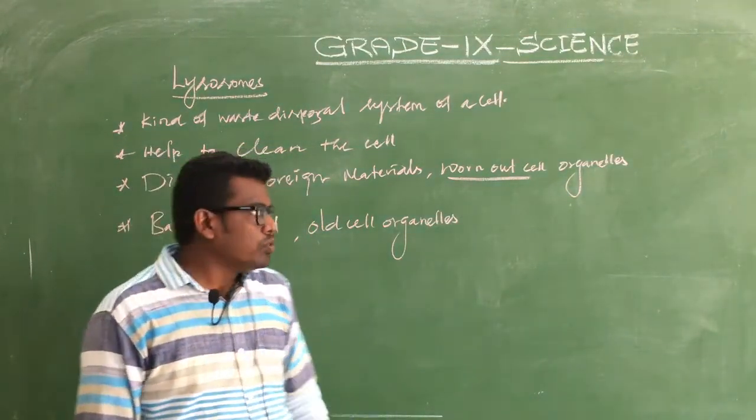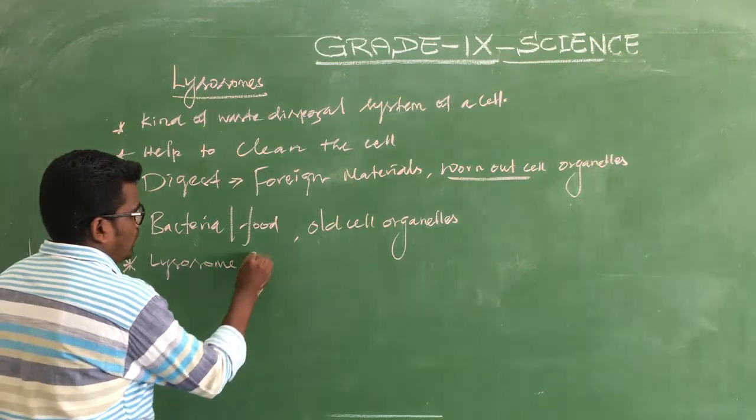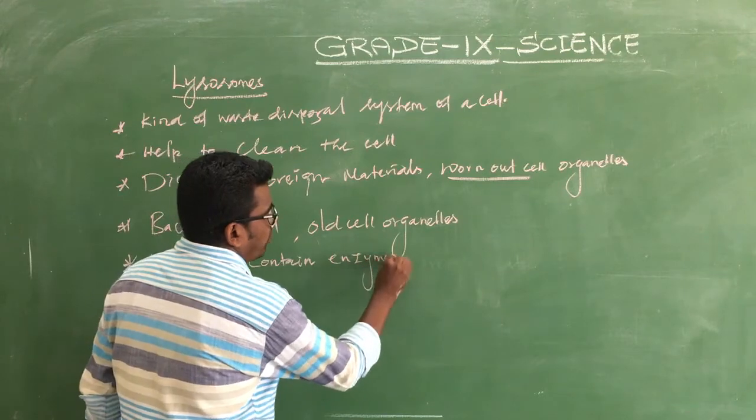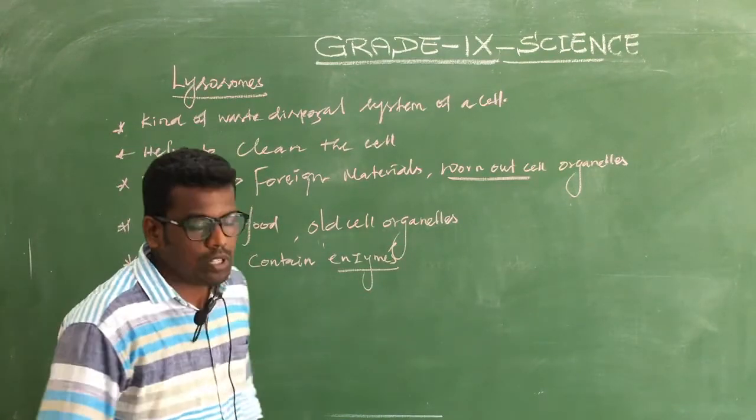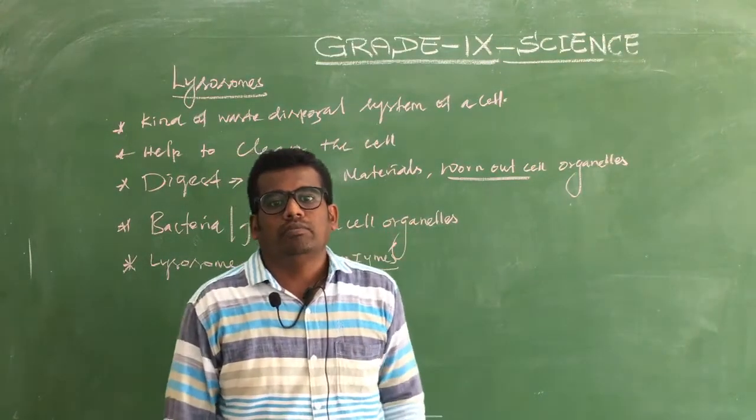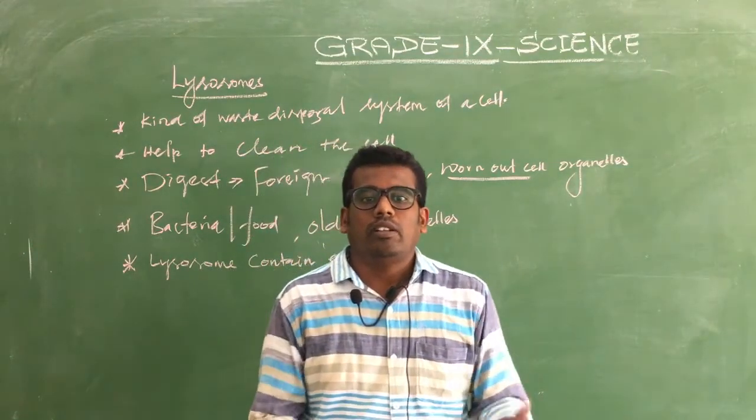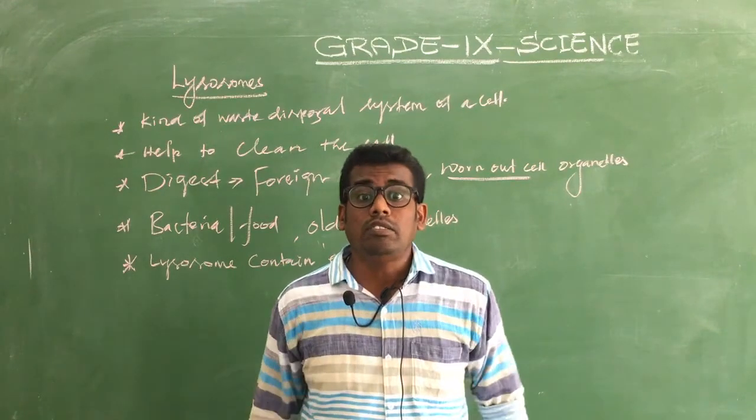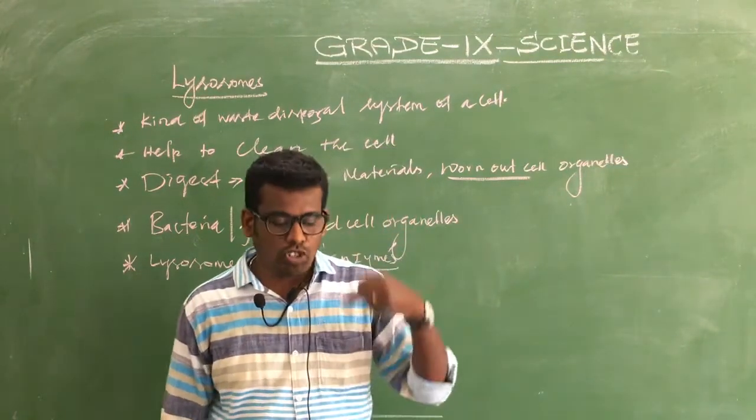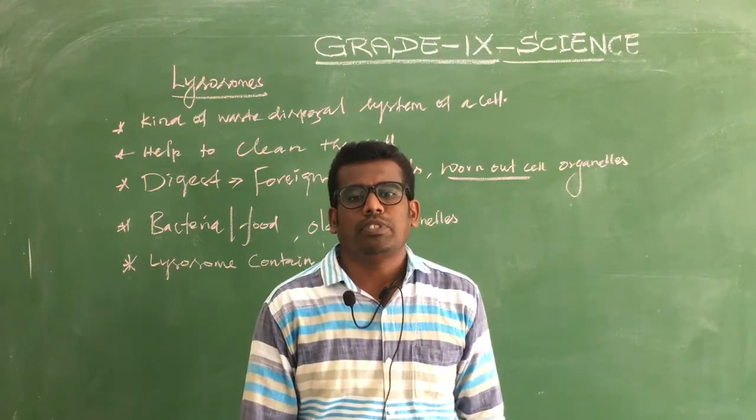And the lysosome contains enzymes. So what do we mean by the word enzymes? Enzyme is a chemical substance. A well known example, you studied saliva, which is secreted by the salivary gland. The saliva contains an enzyme, salivary amylase, which helps to break down the starch into sugar molecules. So enzymes are chemical substances.